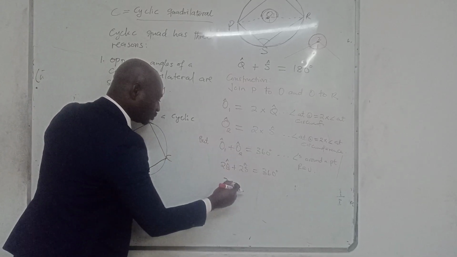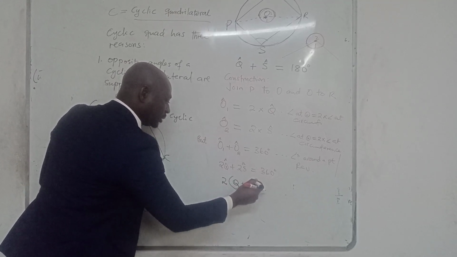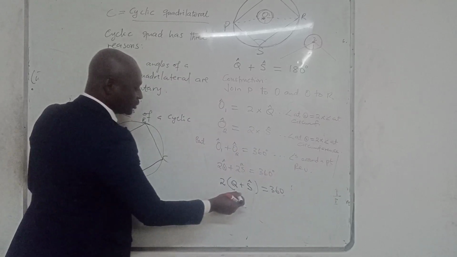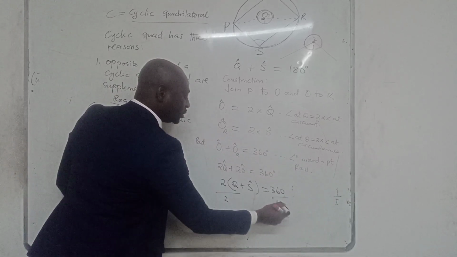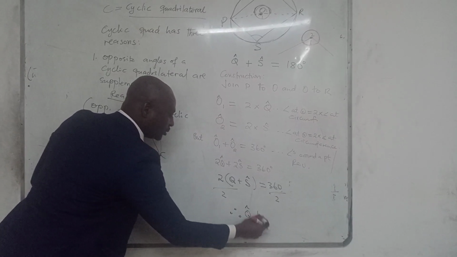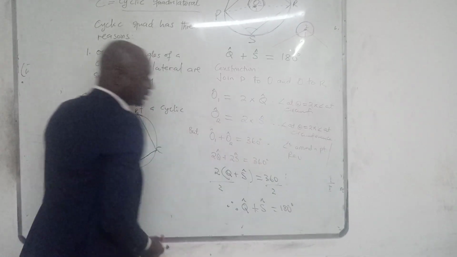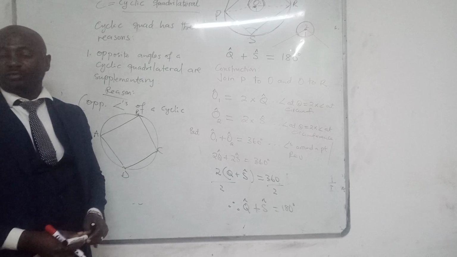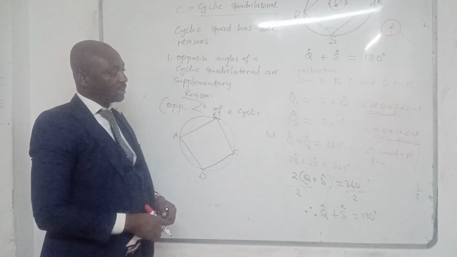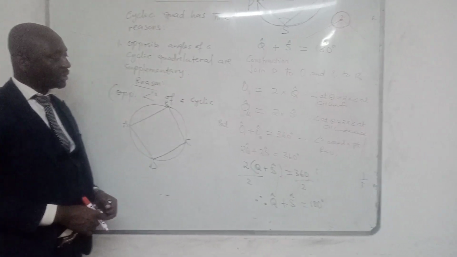Our common factor is 2. When I take 2 out, what is left here? Angle Q plus angle S in brackets is equal to 360. So I'm solving to get 180. I divide here by 2, divide here by 2. Therefore, what do I have? Angle Q plus angle S is equal to 180 degrees. This is how you prove that the opposite angles of a cyclic quadrilateral are supplementary. It gives you 180.